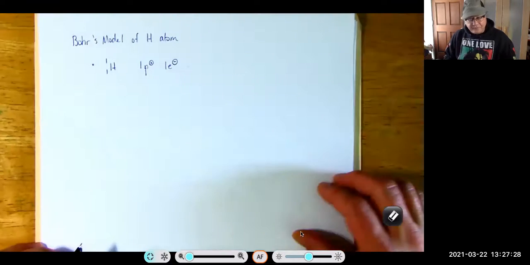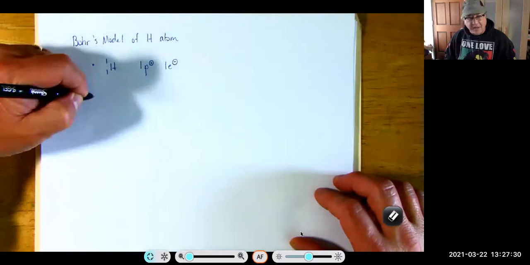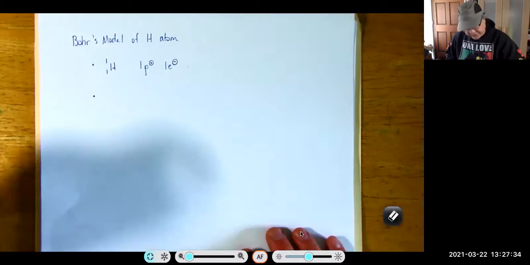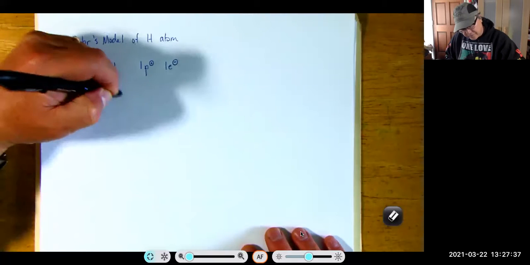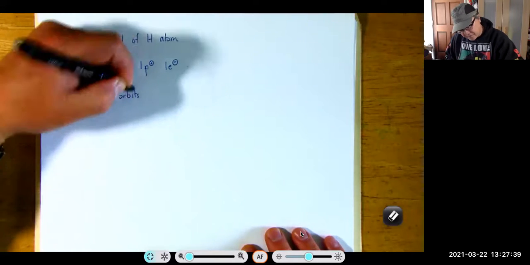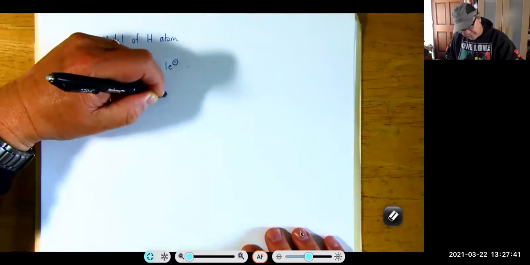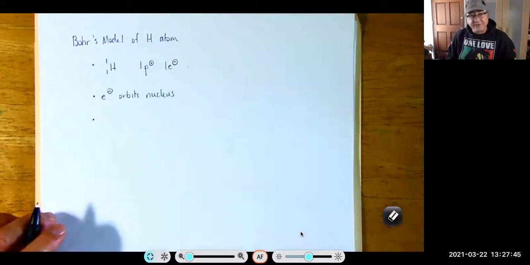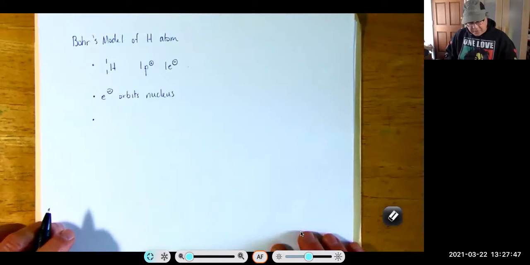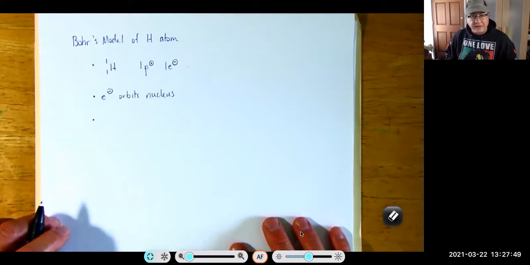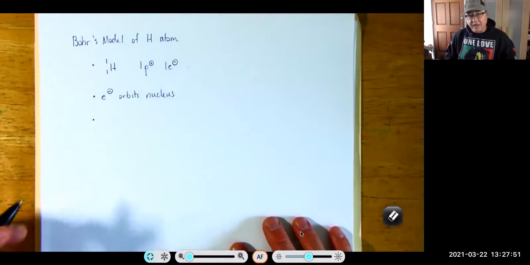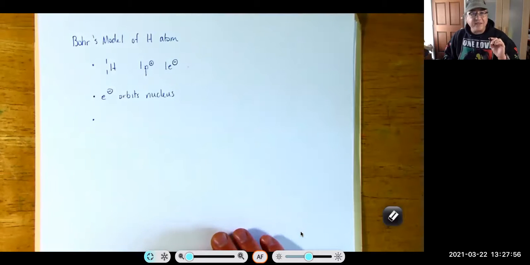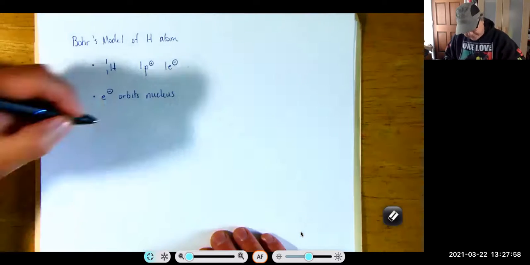All right, so for his model, the idea was that the electron orbits the nucleus. So it actually circles around the nucleus. Another part about this model is that the electron orbits the nucleus only at discrete distances.